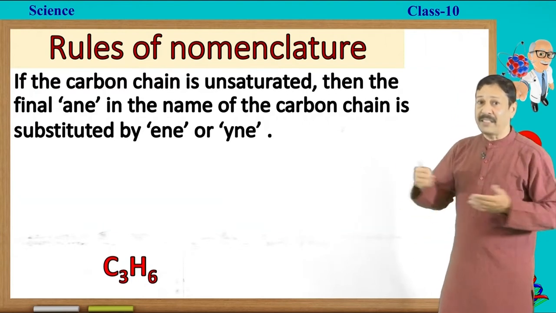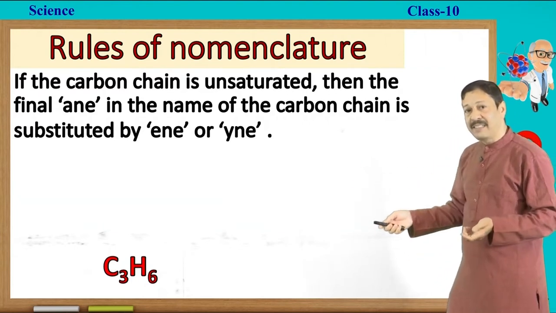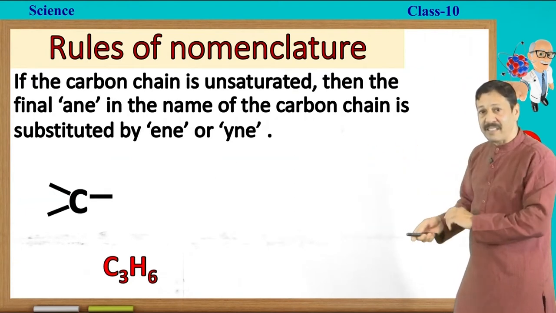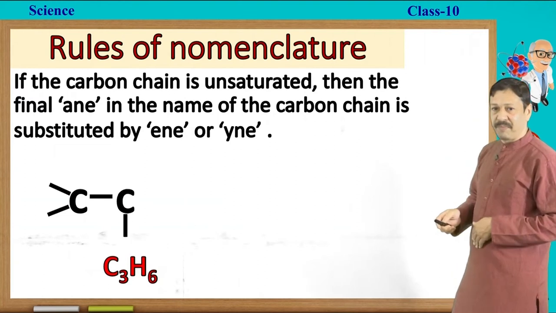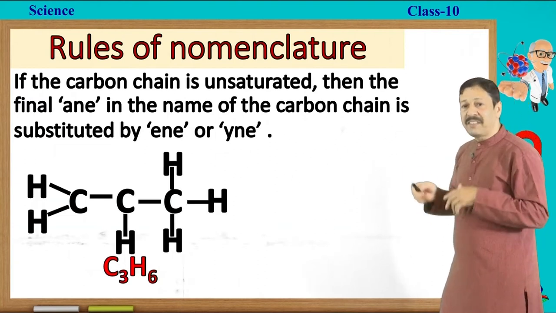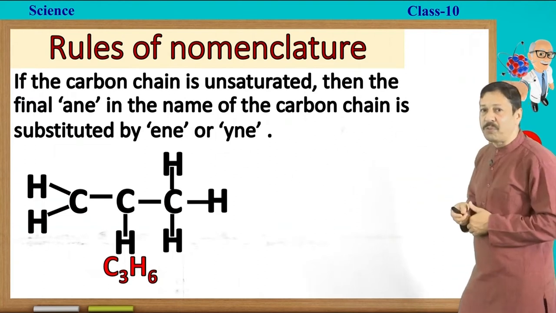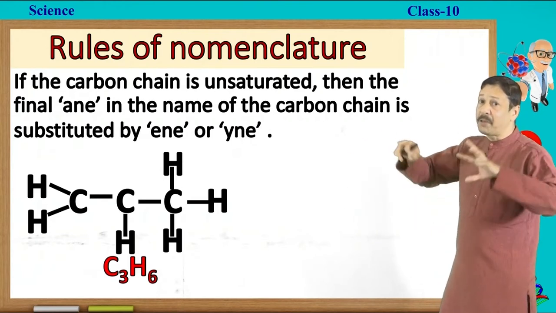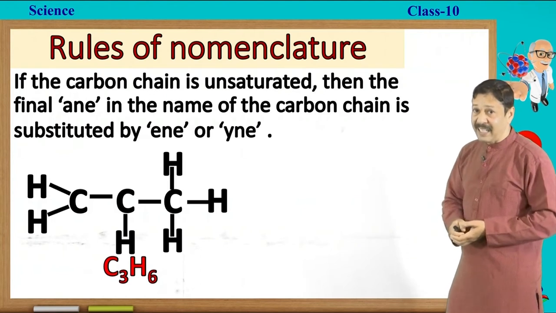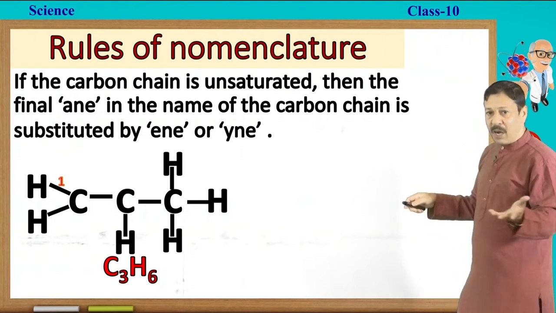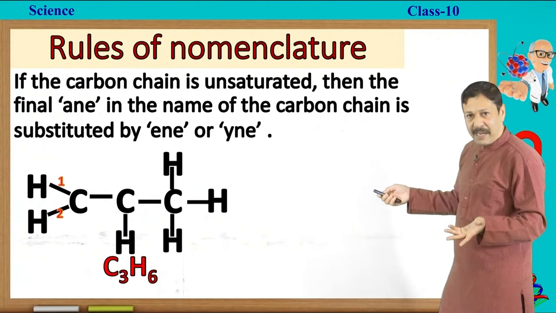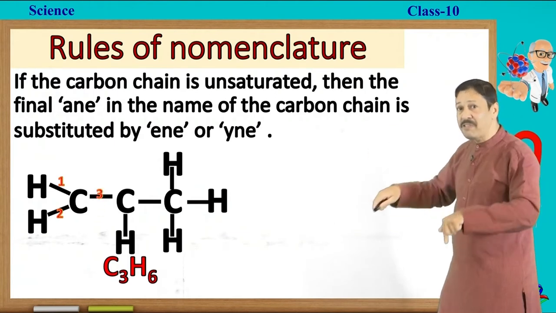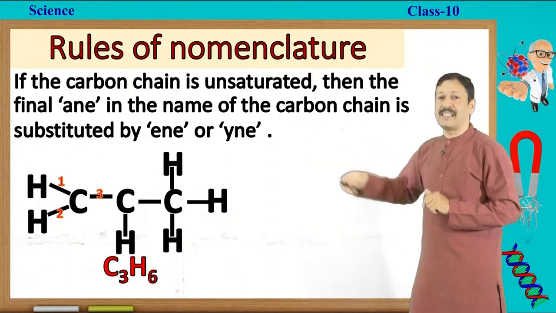C3H6, how to write it? First, you have to write 3 carbons. Start writing. Yes, 3 carbons you have to draw. After drawing the 3 carbons, what do you have to do? How many hydrogens are there? 6 hydrogens you have to distribute among the 3 carbons. Now count the valencies. Satisfied? I didn't draw the double bond. Hence, I have to satisfy the 4th valency.